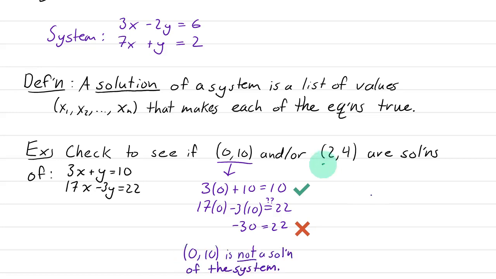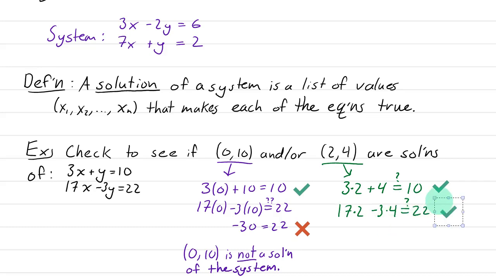And then if we try 2, 4, let's see what happens. We're going to get 3 times 2 plus 4. We want to know, is that equal to 10? That looks good because 6 plus 4 is 10. And then if we do 17 times 2 minus 3 times 4, that's going to be 34 minus 12, which is equal to 22. So that sounds good. Sounds like 2, 4 is a solution of the system.